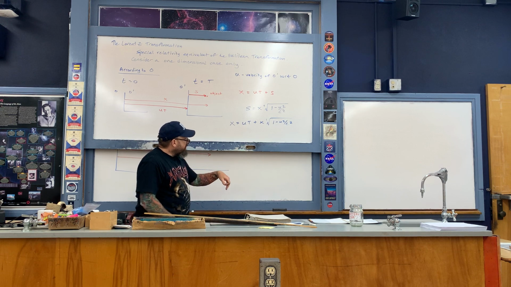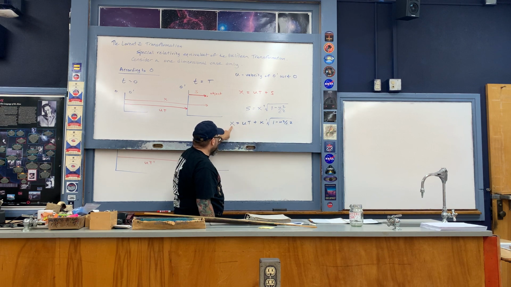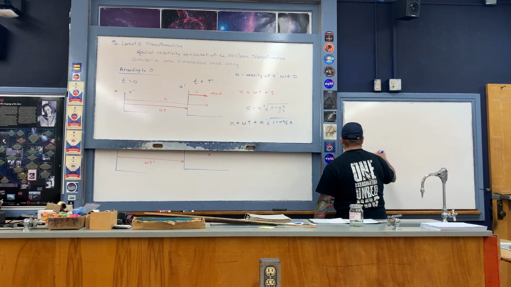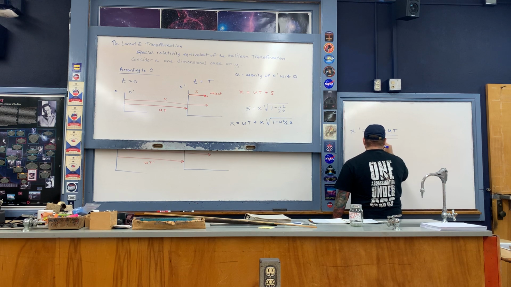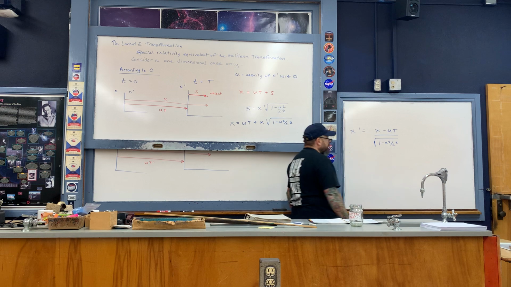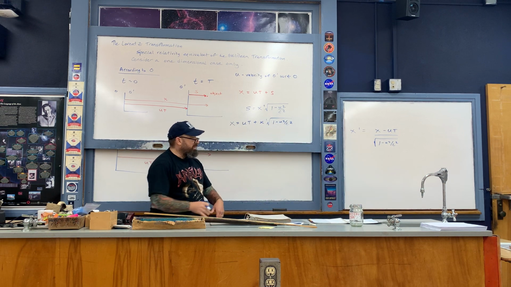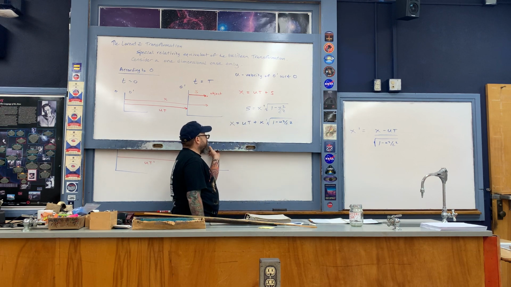Usually this expression is written in terms of x prime, so I'm going to go ahead and write that on the far board. I'm going to subtract the ut here to the other side and then divide by the square root. And this right here is the first of the old-style Galilean transformation equations, now rewritten in its special relativity equivalent.